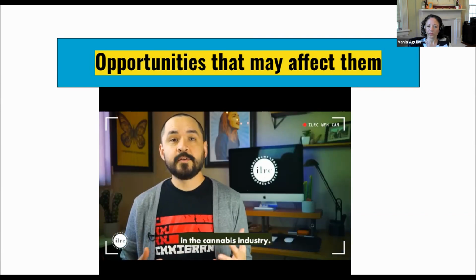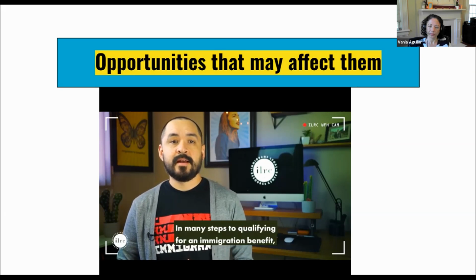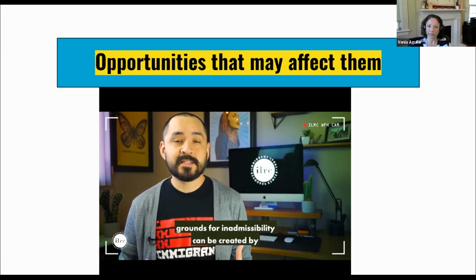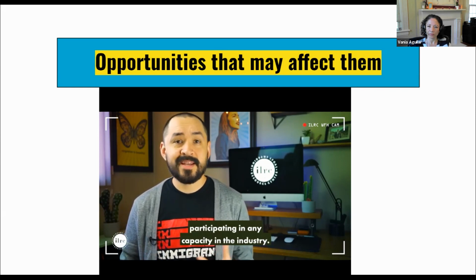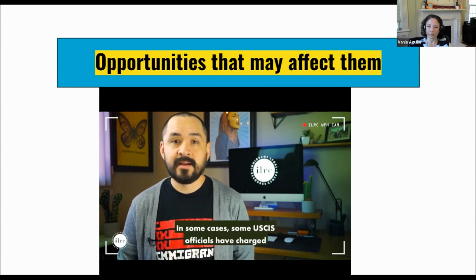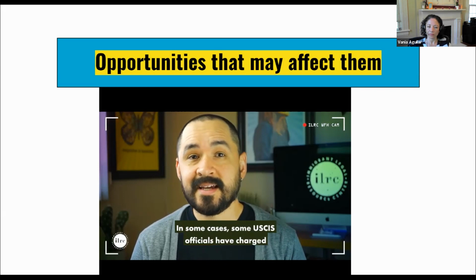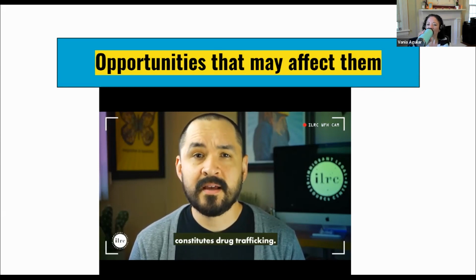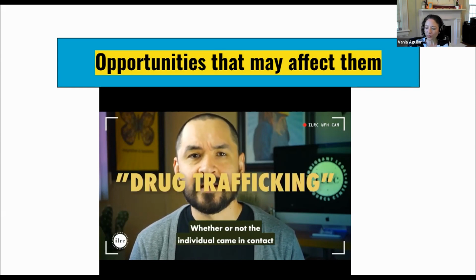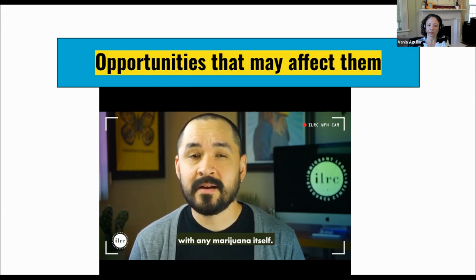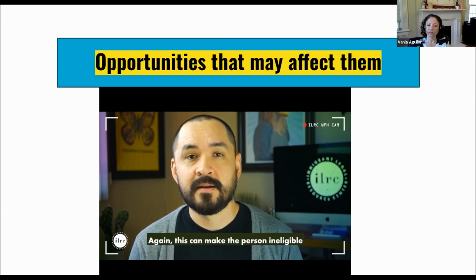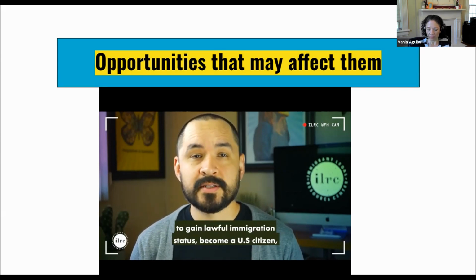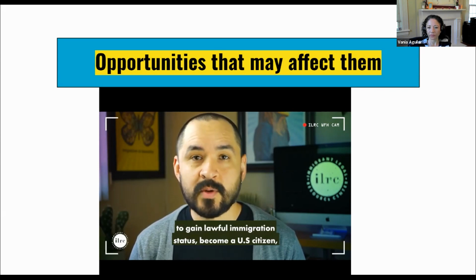Another legal risk has to do with employment in the cannabis industry. In many steps to qualifying for an immigration benefit, grounds for inadmissibility can be created by participating in any capacity in the industry. In some cases, some USCIS officials have charged that working in a state-licensed marijuana business constitutes drug trafficking, whether or not the individual came in contact with any marijuana itself. Again, this can make the person ineligible to gain lawful immigration status, become a US citizen, or be admitted at the border.